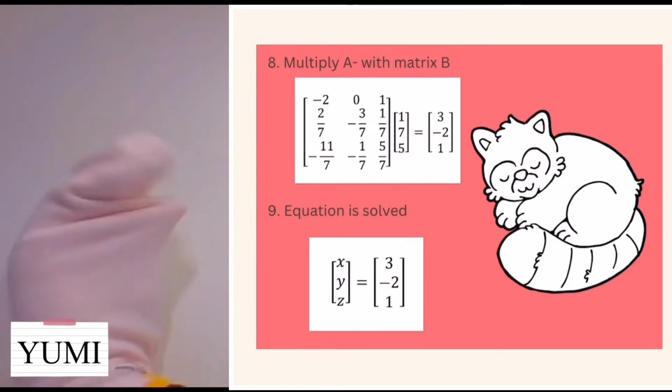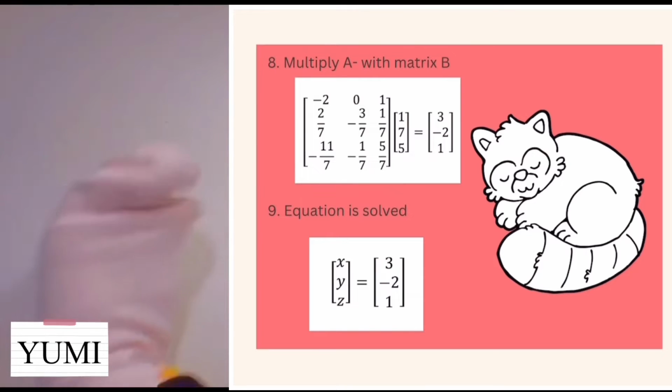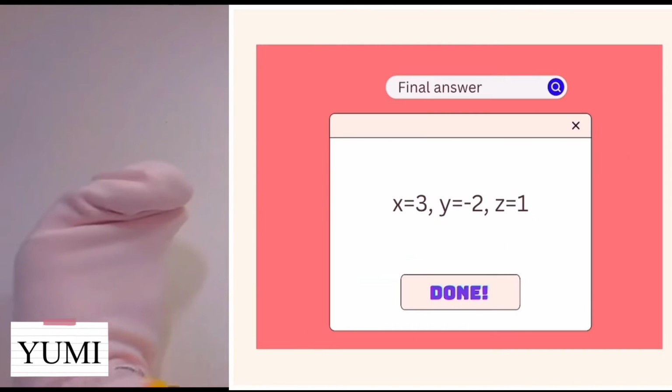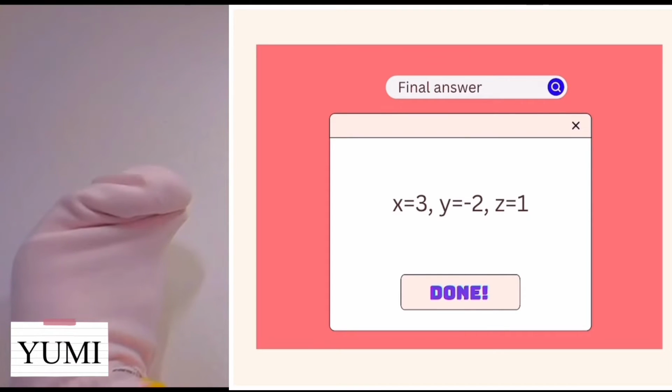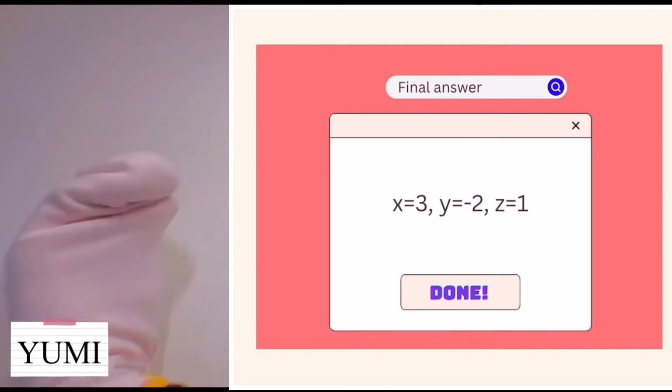So the very last step is to multiply A inverse with matrix B. Therefore, our equation is solved. So this is how we got the answer, which is x equals 3, y equals -2, and z equals 1.